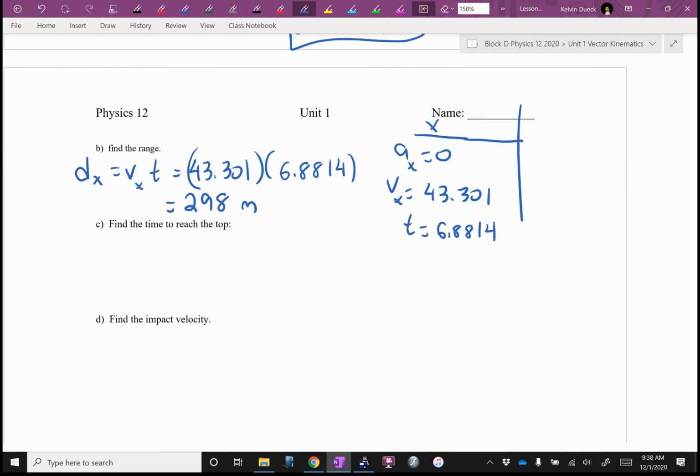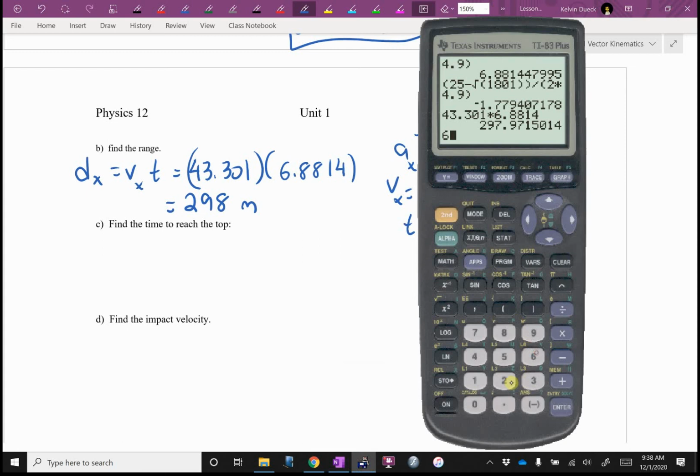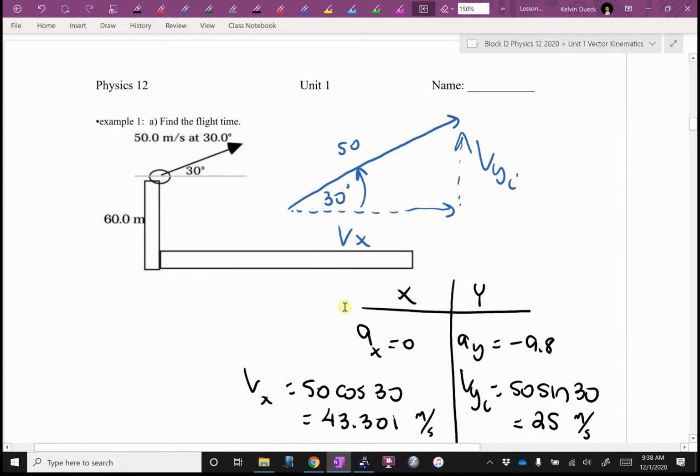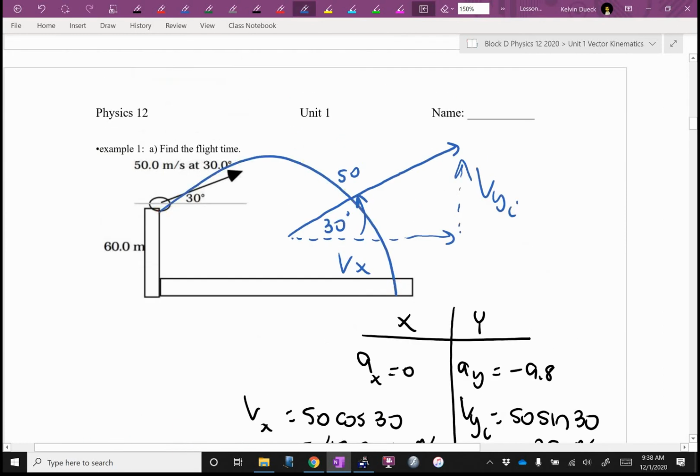What else can we handle? Will, what's C asking me to find? Keep reading. Why can't I go 6.8814 divided by 2? Because if that's the total time, isn't time to top half the time? This is not a symmetrical path. You have to imagine the path that we're taking. We're going to be going down further than we went up. So unfortunately, that trick that we used from the ground to the ground doesn't work here.